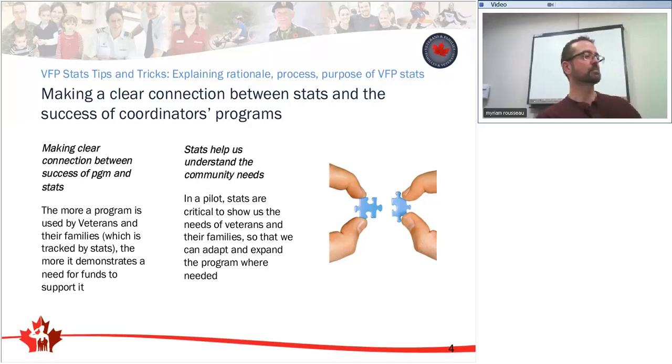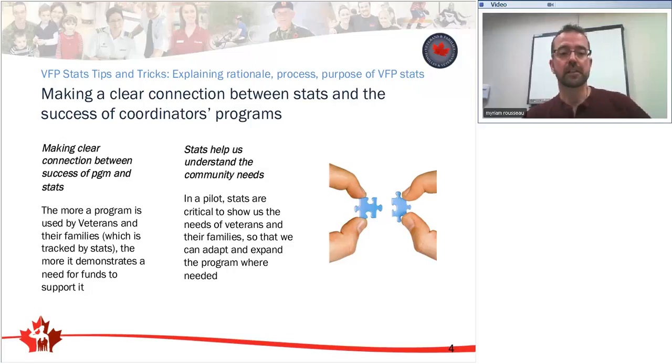So what about explaining the rationale? This seemed to be another key element. If staff are going to be interested in this and actually get back to you promptly for stats, they're going to have to understand why we need these stats, and what the process is. And you guys noted that one of the key elements to getting staff on board and explaining the rationale is making a clear connection between stats and the success of the coordinators' programs. And I'm talking about all MFRC coordinators.